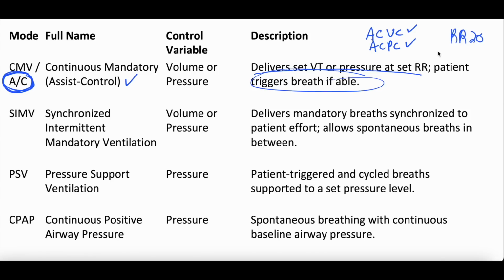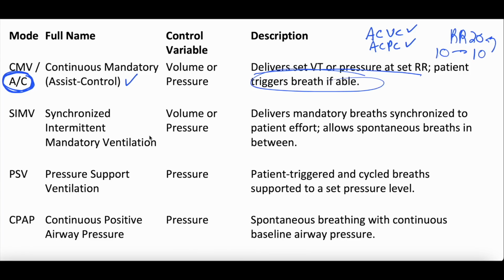But if the patient only takes 10 breaths, the ventilator will give them an additional 10 breaths to make the 20 that we set. All right, SIMV is called Synchronized Intermittent Mandatory Ventilation. This is not widely used anymore. I personally don't really ever use it actually.